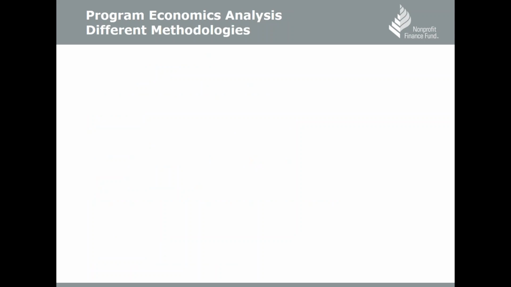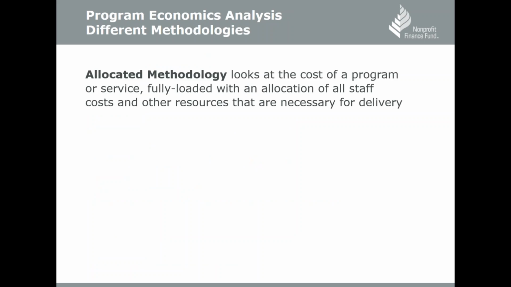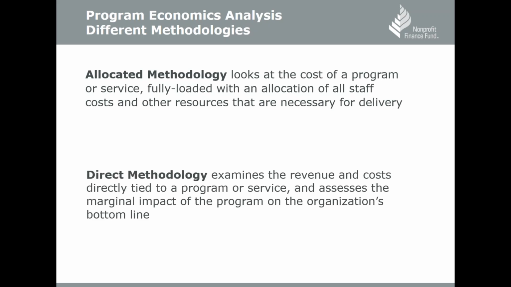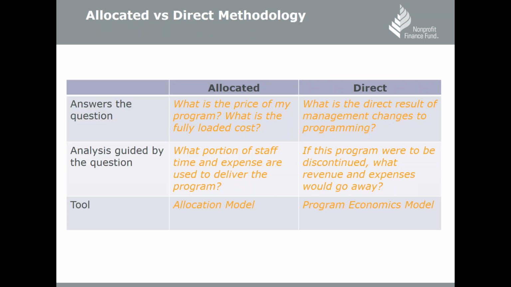Economic analysis refers to any analysis that seeks to better understand an organization's revenue and cost structure. When we use an allocated methodology, we look at the cost of a program or service fully loaded, with an allocation of all staff costs and other resources that are necessary for delivery. When we use a direct methodology, we examine the revenue and costs that are only directly tied to a program or service and assess the marginal impact of the program, service, or revenue stream on the organization's bottom line.